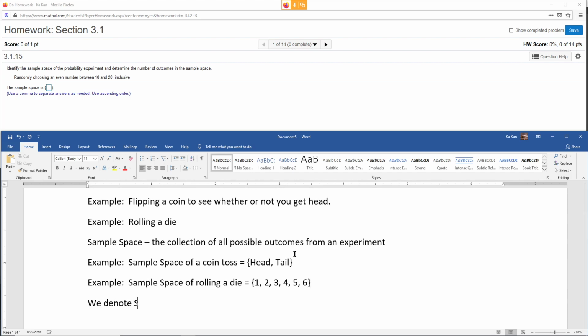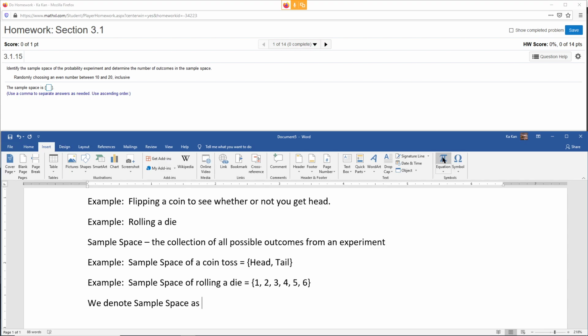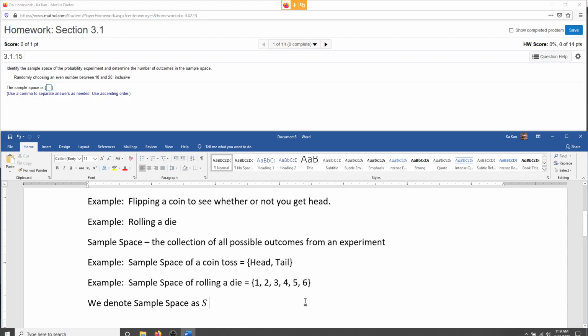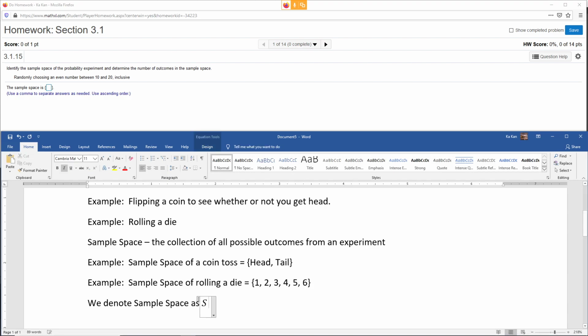We denote sample space usually as S, or sometimes in some other textbooks, you might see U. So S or U, those are the sample space. You just have to make sure you read the problem to see which one they're using. I usually just do S, but some people use U. No matter what question you have, they're going to be talking about the sample space, definitively.